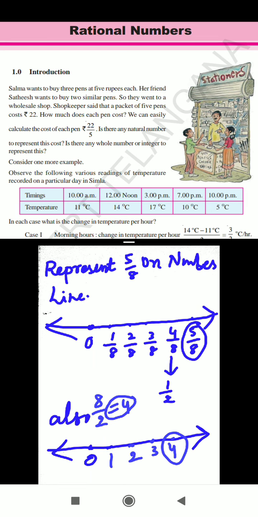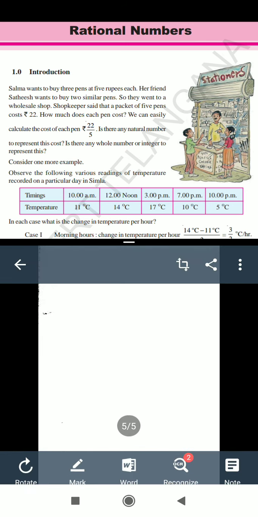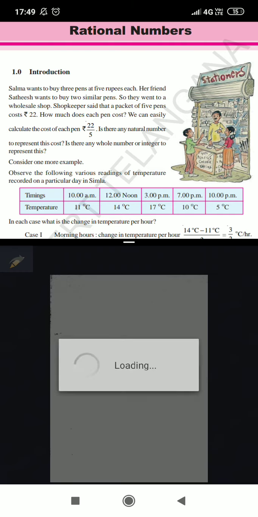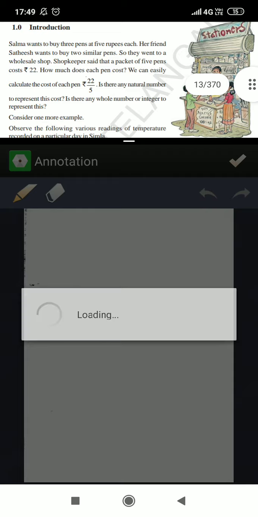So they went to a wholesale shop. The shopkeeper said that the packet of 5 pens costs 22 rupees. How much does each pen cost? We can easily calculate the cost of each pen as 22 by 5 rupees. Is there any natural number in the set to represent this cost? Is there any whole number or integer to represent this? In this type of situation, we need the significance of rational numbers. So observe.